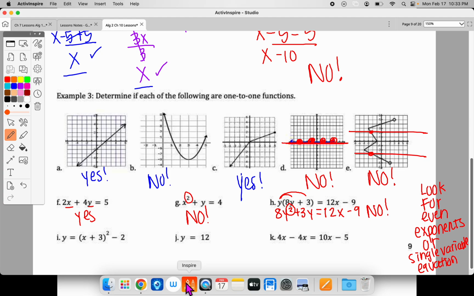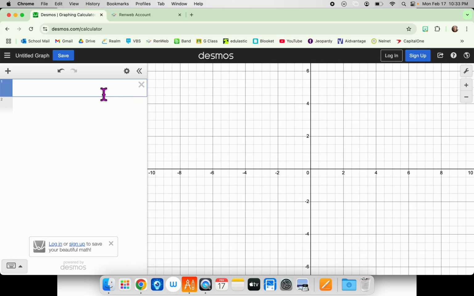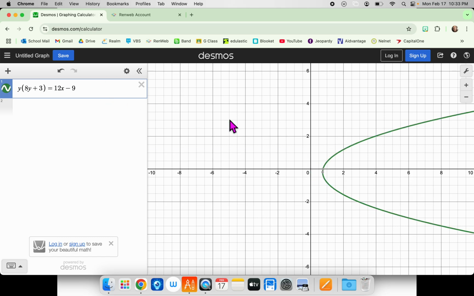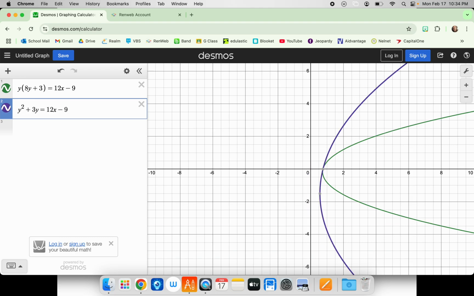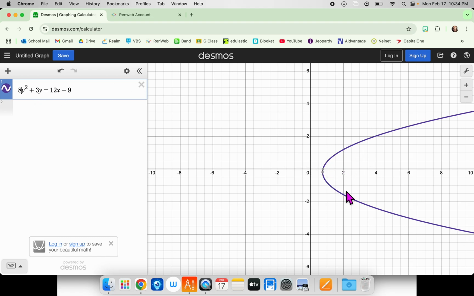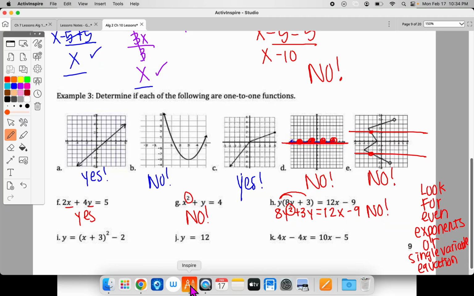And I'll show you with the original equation and with the distributed version. So the original equation was this. So again, it's going to create that parabola because when you distribute it, you're getting that even exponent. 12x minus 9. Did I write this right? Oh, I forgot the 8. You're getting that even exponent. This time it's on the y, so it creates a sideways parabola, but it does not pass the vertical line test this time. So it's not a function.